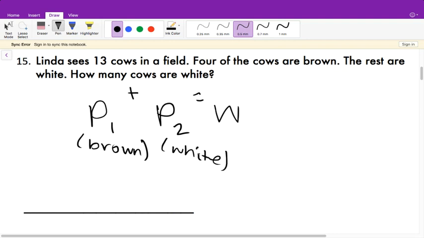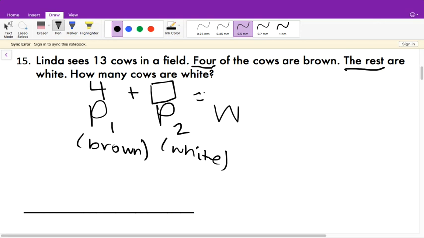Okay, so now I need to look for the numbers that are in my equation. So part 1 is brown cows, so I'm going to see how many cows are brown. I go back to my problem and I see 4 of the cows are brown, so I'm going to write 4 here. And then it says the rest are white. And we remember when we see the rest, that means it is an unknown number and we need to write a box.